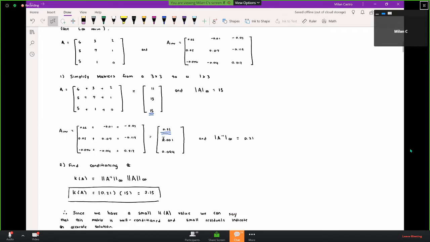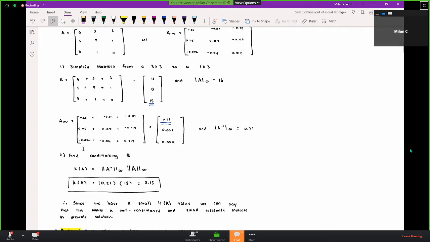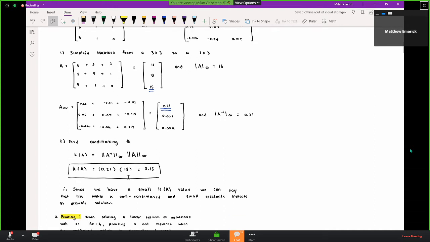And then for the inverse, it is 0.21. It's just the highest value in the vector. Yes. And then for these same vectors, what would be L2?